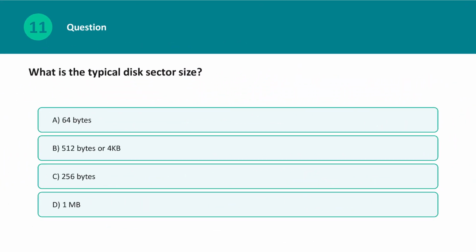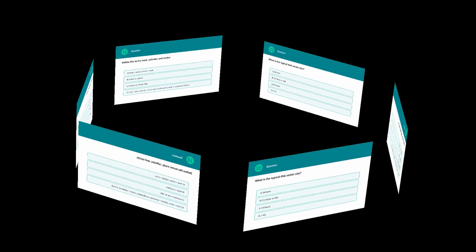What is the typical disk sector size? A. 64 bytes. B. 512 bytes or 4 kilobytes. C. 256 bytes. D. 1 megabyte. The correct answer is 512 bytes or 4 kilobytes.